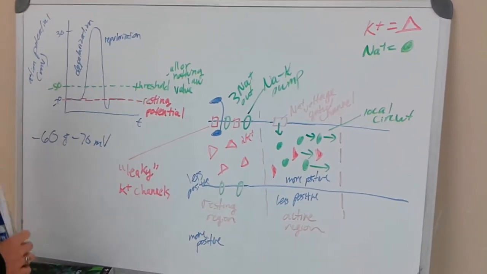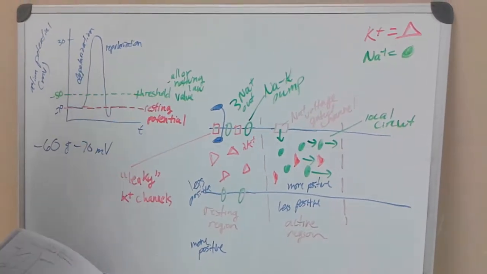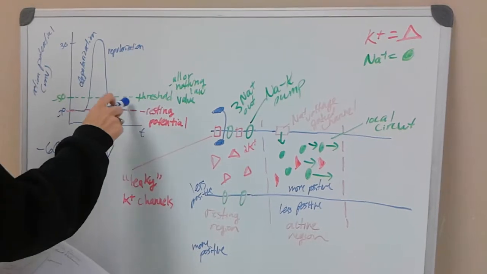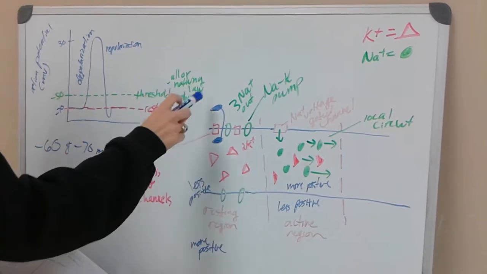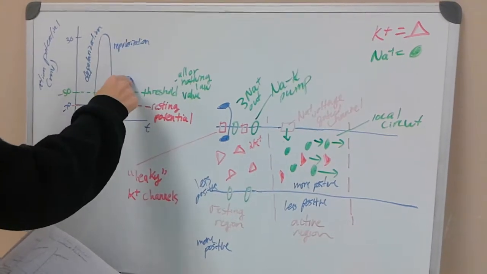The action potential occurs once the electrical impulse reaches the threshold value. This is known as the all or nothing law, because it either reaches the threshold value and stimulates the action potential, or it doesn't at all.